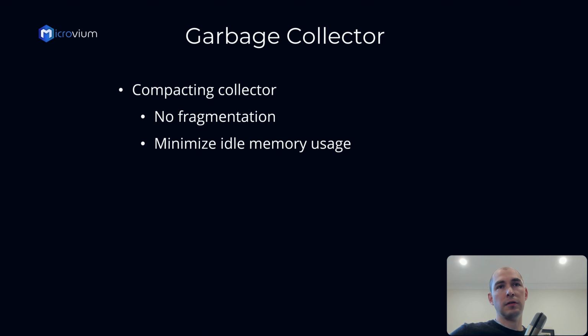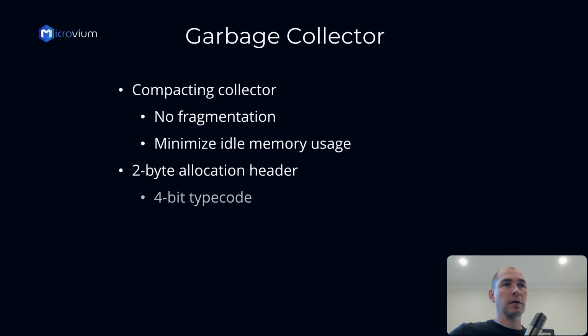The assumption is that Microvium is part of a larger host firmware, and when Microvium isn't doing work, you want its free memory to be available to the host. As you know, an allocation header is 2 bytes. This includes a 4-bit typecode and a 12-bit size. So objects and arrays in Microvium are limited to 4 kilobytes each.